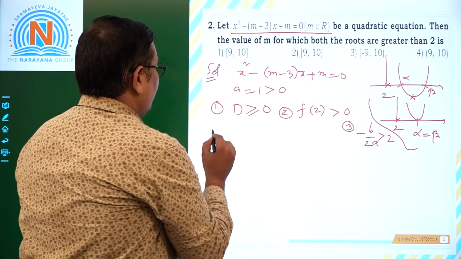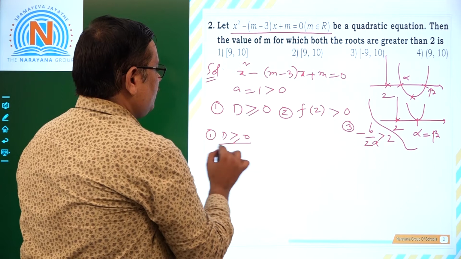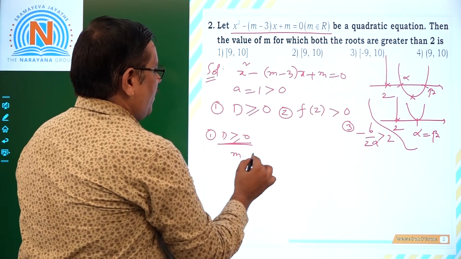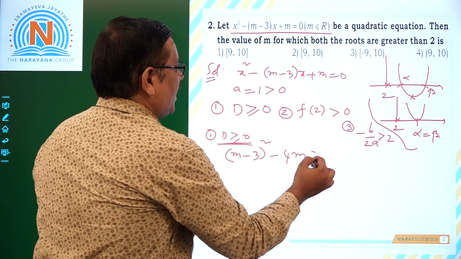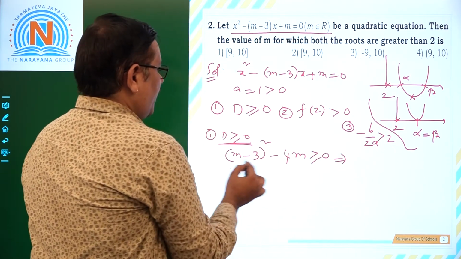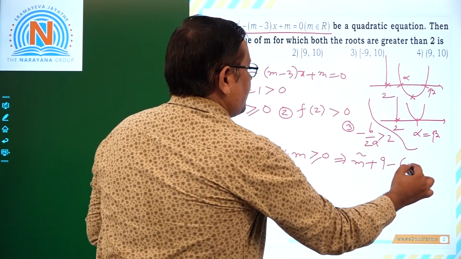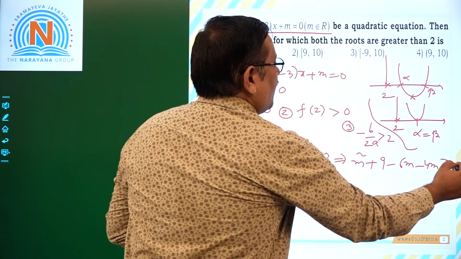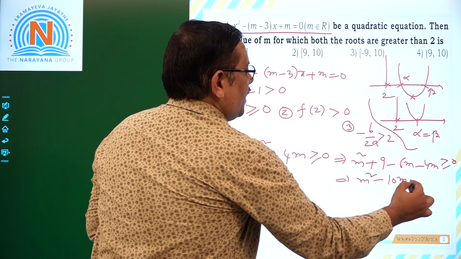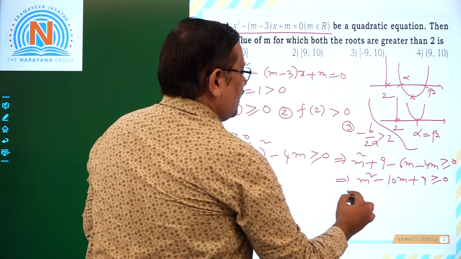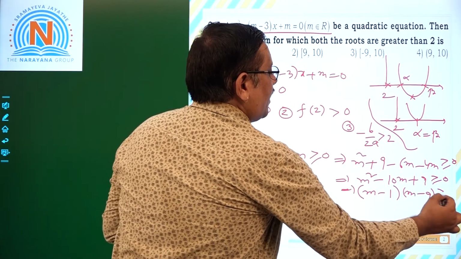Okay. Now let us take first condition, D greater than or equal to 0. What is discriminant here? m minus 3 whole square, b square minus 4ac, minus 4m greater than or equal to 0. That implies here we can say m square plus 9 minus 6m minus 4m greater than or equal to 0. That is otherwise m square minus 10m plus 9 greater than or equal to 0. That is otherwise m minus 1 times m minus 9 greater than or equal to 0.